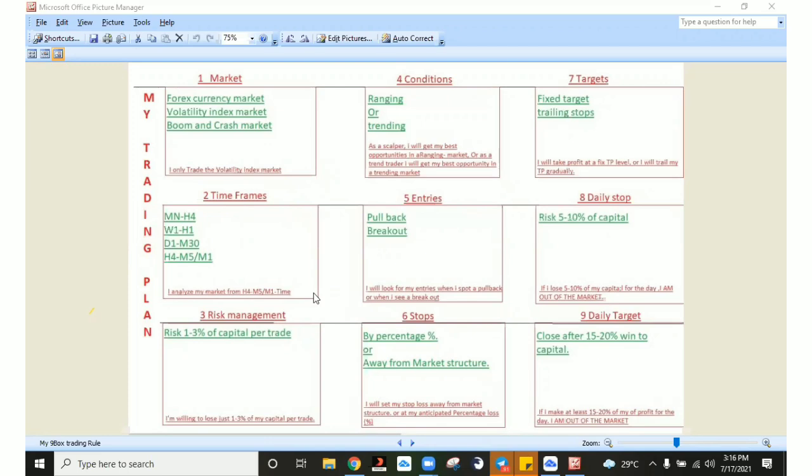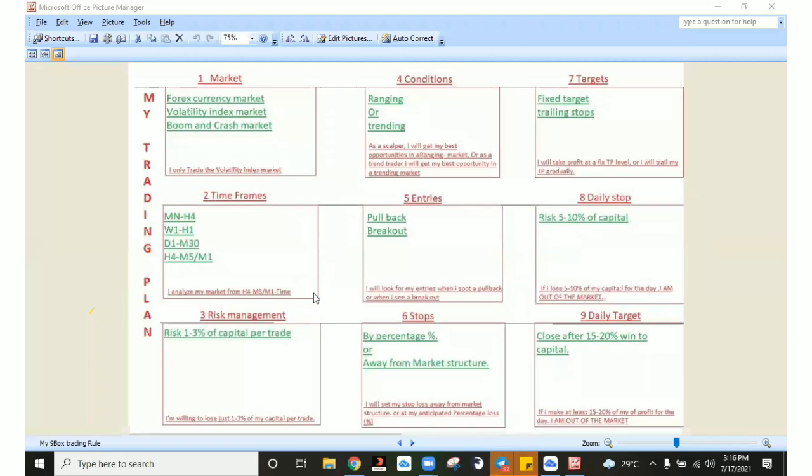If it's volatility, stick to it. If it's boom and crash, stick to it. If it's currency pair, stick to it. Don't always want to analyze VIX, boom and crash, and currency pair, all of them together. You just get yourself confused.